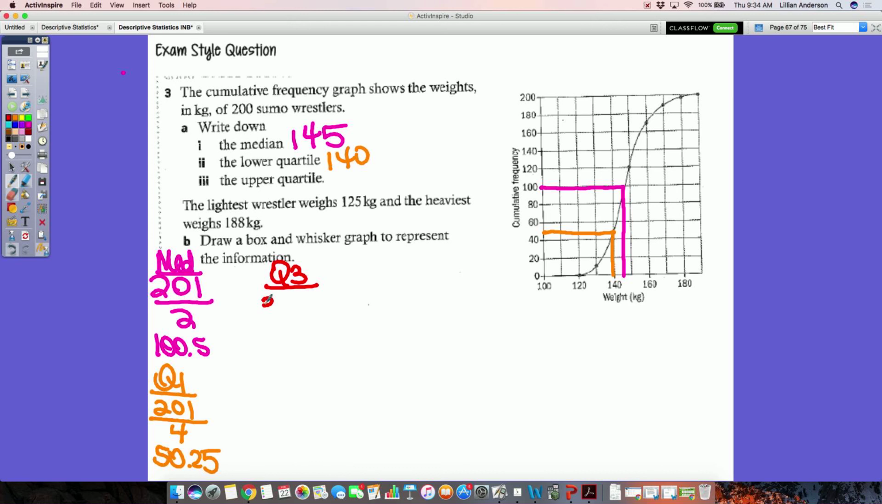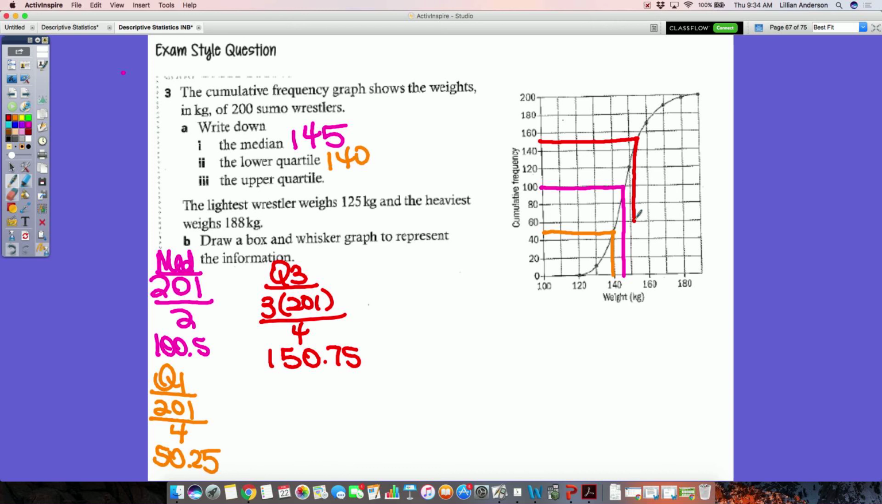All right, Q3. We know that it's 3 times n plus 1 all over 4, which is 150.75. Okay, I just want to make sure I heard you right. So I'm going to go to 150, basically. Go over, hits my curve.